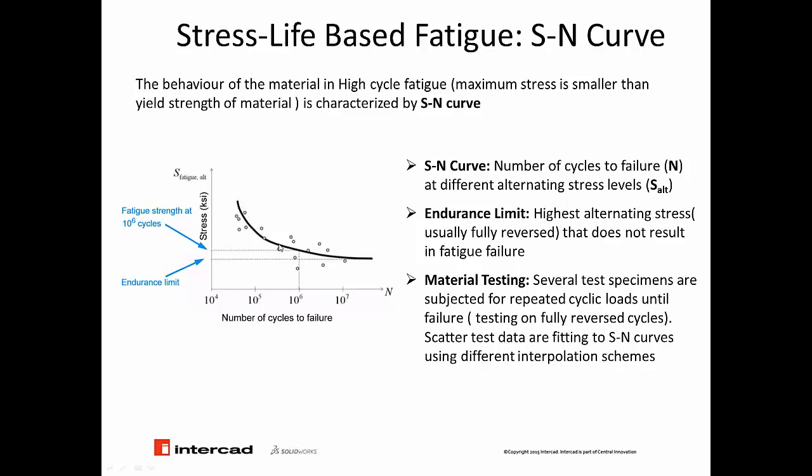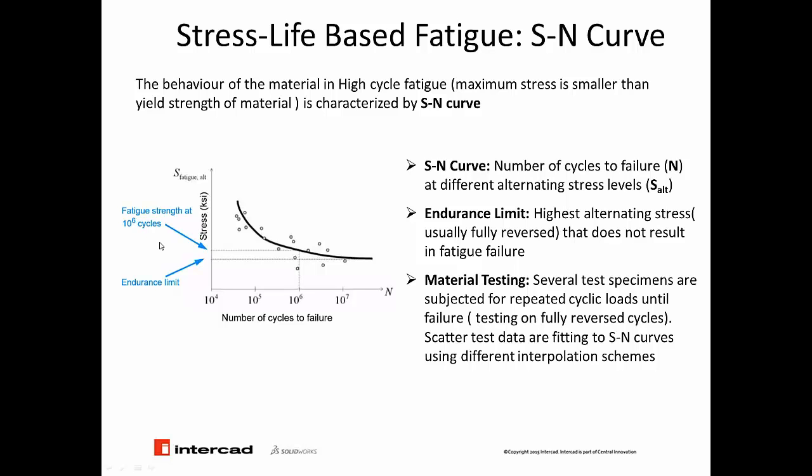You might have different scatter points when you are really testing, and the next step is to obtain that and make a data interpolation scheme fitted to those points. One thing we have to introduce here in the SN curve is that there would be a value of alternating stress, the highest value of alternating stress, below which the structure will have infinite life, or no fatigue will happen. This is called the endurance limit, and that is something we have to know. Some materials may have it and some may not.